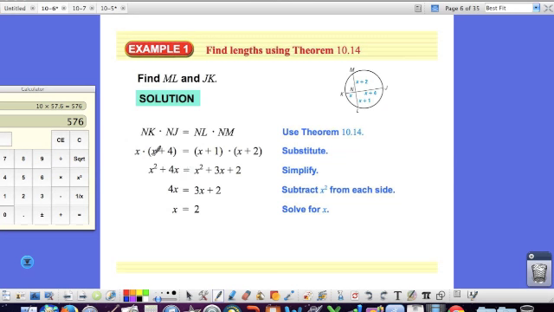So x times x is x squared plus 4x. I FOIL that out, x squared plus 3x plus 2. Subtract x squared from both sides. I get 4x equals 3x plus 2. Subtract 3x from both sides, and I get x equals 2.